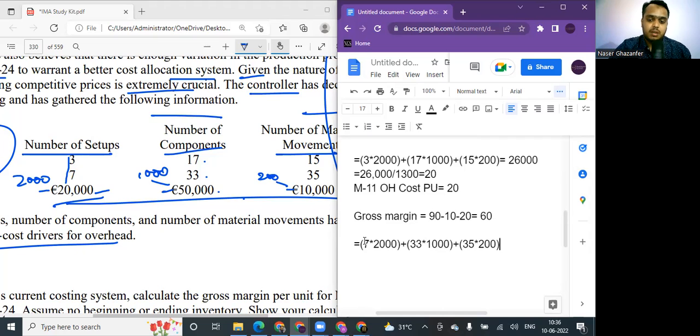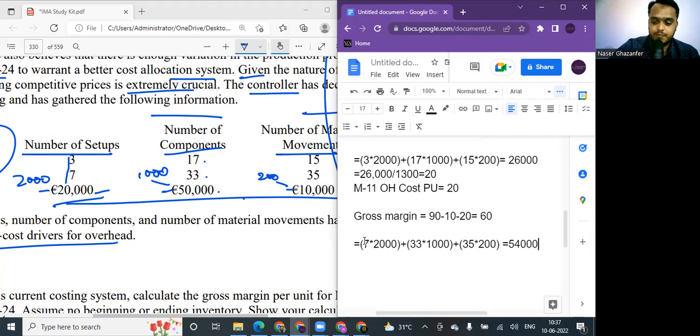Now 7 multiplied by 2,000 is 14,000. 14,000 plus 33,000, 14 plus 33, up till now it is 47,000. 35 multiplied by 200 is 7,000, plus 47,000 equals 54,000.